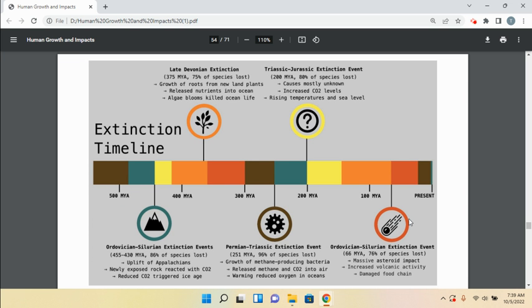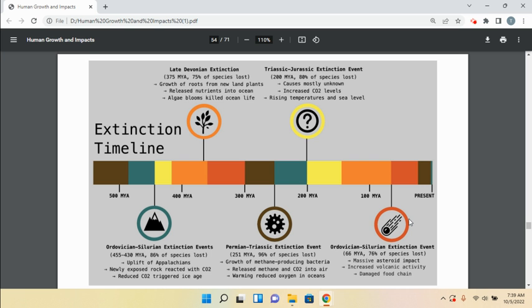We had some methane producing bacteria that put a bunch of carbon dioxide in the air, caused global warming, and reduced the oxygen levels in the ocean. That's what caused the Permian-Triassic extinction event. We had the asteroid impact of the Ordovician-Silurian extinction event, and the increased volcanic activity that went along with it.